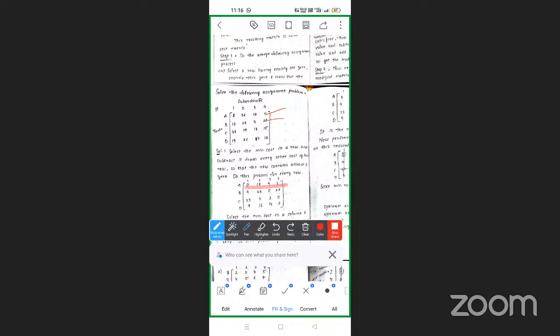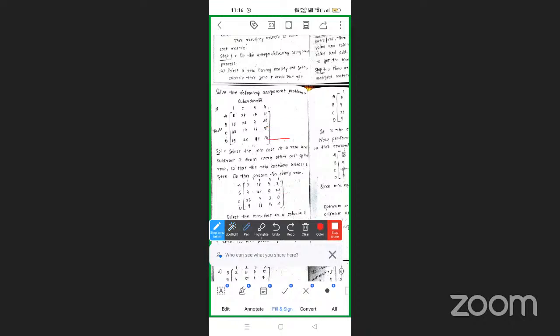Next, second row: identify the smallest element, that is 4. Subtract it from each element in that row. 9 minus 4, 13 minus 4, 9. Next, 28 minus 4, 24. Then 0 and 20. Similarly, in the third row, 15 is the least element. So 38 minus 15, 23. Next, 19 minus 15, 4. Next, 18 minus 15, 3. 15 minus 15, 0. So this is the third row.